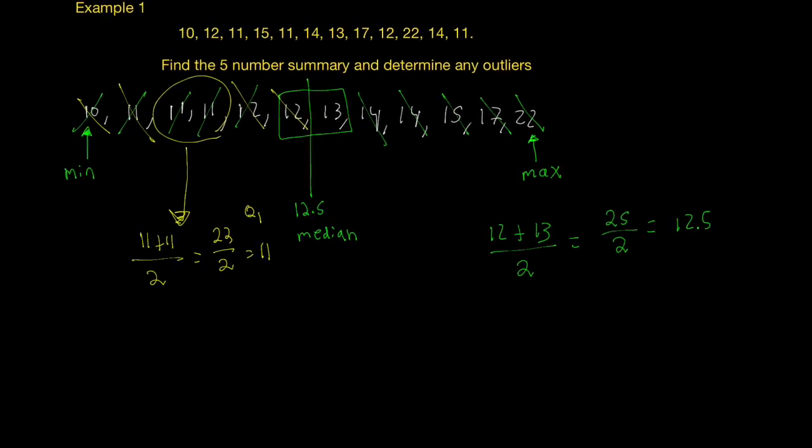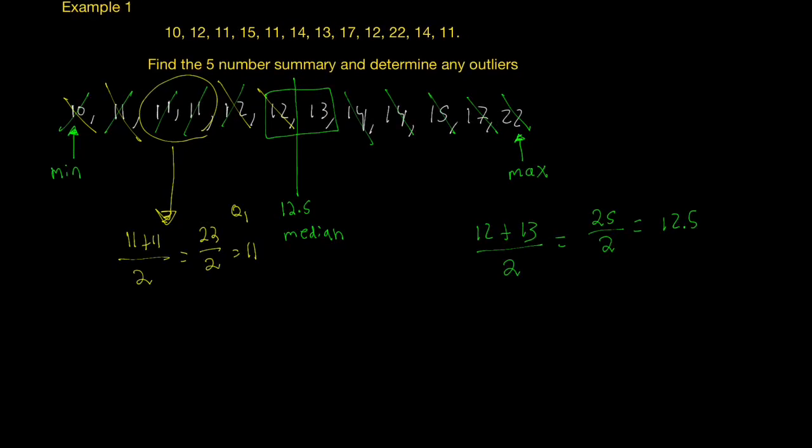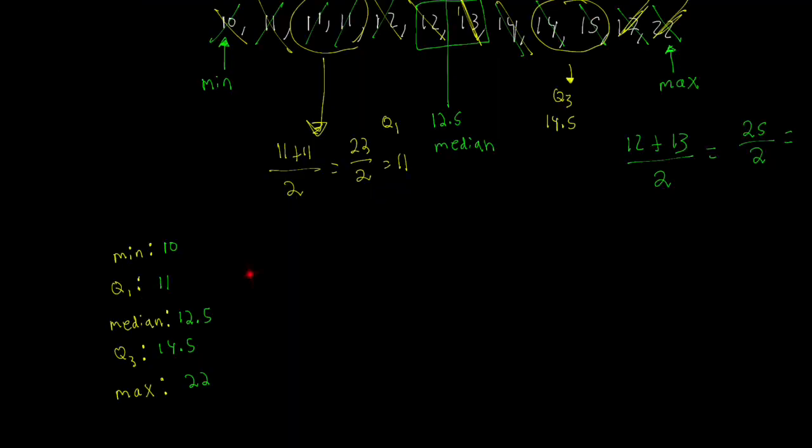Let's do the same to get Q3 here. So let's get rid of the 13. Get rid of the 22, get rid of the 14, get rid of the 17. And here we have two medians. And you can do the work if you'd like, but Q3 is going to be 14.5. And here I've recorded my 5-number summary.